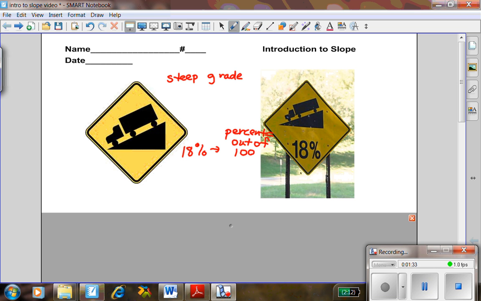Percent: cent means 100, per means out of. So this means there is a hill that is 18 hundredths, or has a slant of 18 out of 100. You might not think that means much, but really it does. That tells the person driving that for every 100 feet you go across, there is a drop of 18 feet down, or a vertical change of 18 feet. So the bigger this number is, the bigger this percentage is, the steeper that hill is going to be, and the more cautious and the slower you need to take that hill.